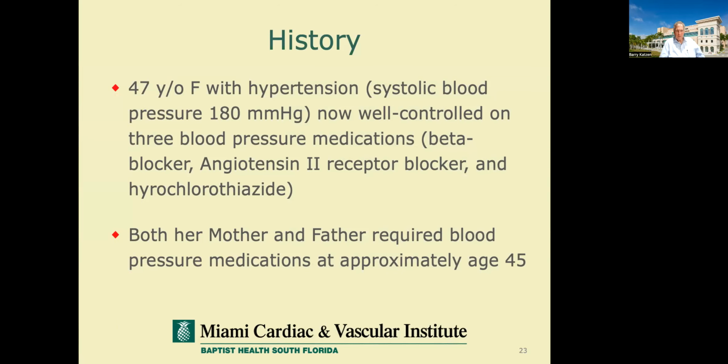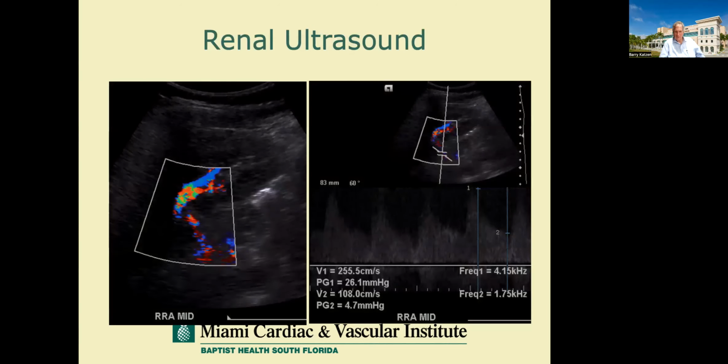it can happen. This 47-year-old woman with hypertension and a blood pressure of 180 systolic had become well controlled, but now is on 3 antihypertensives that you can see here. Her mother and father required blood pressure medications at approximately the age of 45. So there's a very strong family history. Now, generally, when there's FMD in this kind of historical environment, the FMD is actually not the cause of the blood pressure, but sometimes it's difficult to be certain.